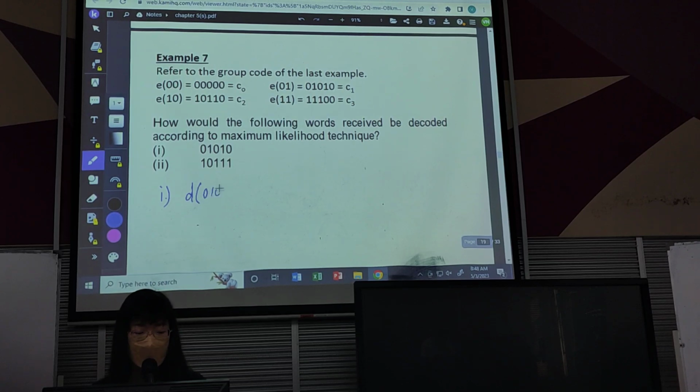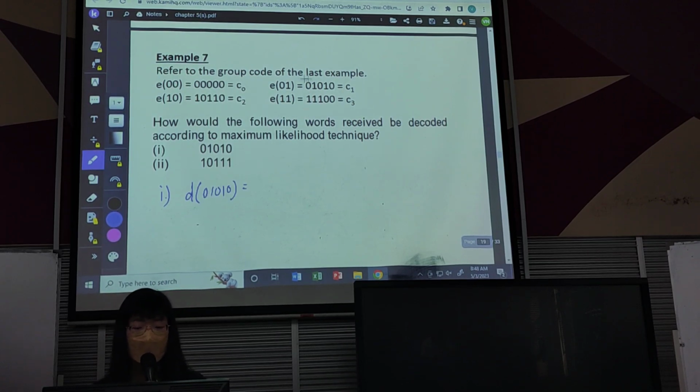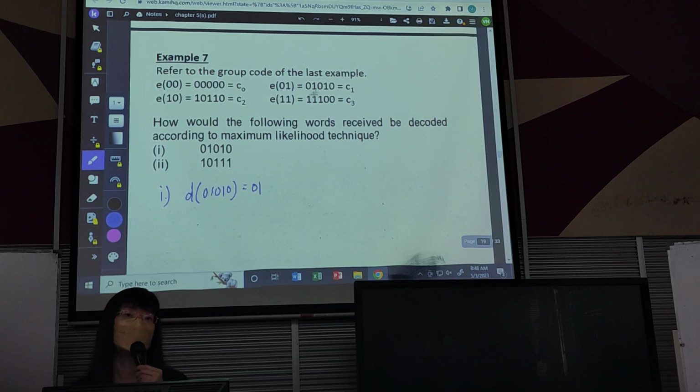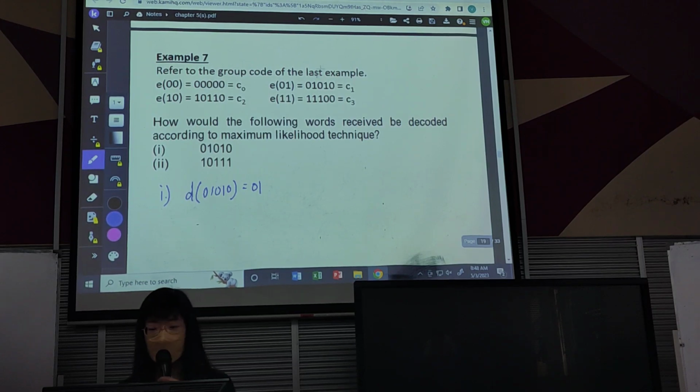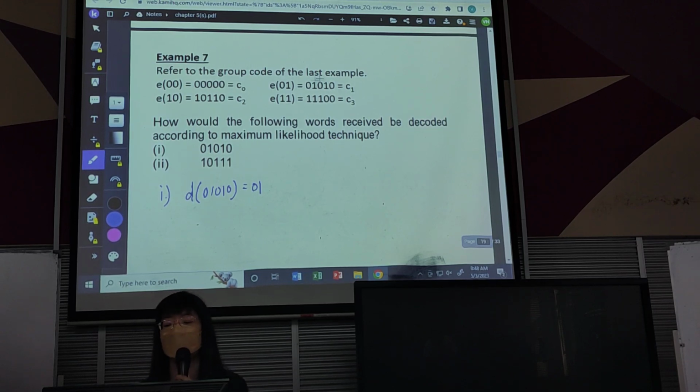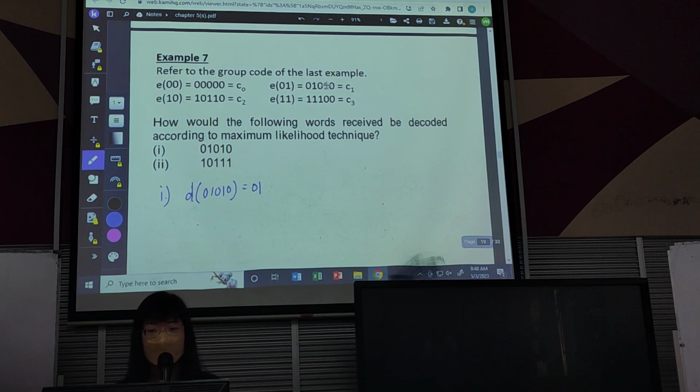Decode 01010 means that I want to find what is the original code they sent, right? So out of the 4 here, one of them is 01010. That means when I decode this, I will get 01. You can straight away find from here. When you decode this, you get 01. When you encode 01, you get 01010. Decode 01010 equals 01. Okay?